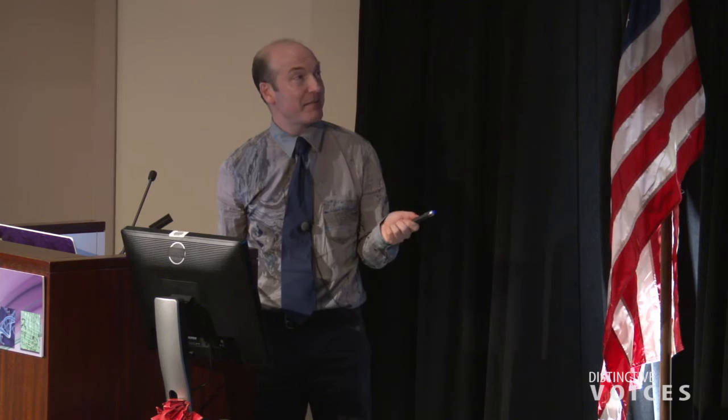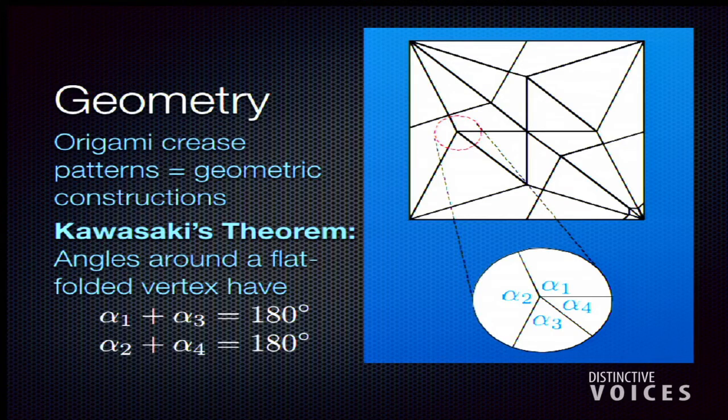Here's another geometry thing. This is called Kawasaki's theorem. This is the same Kawasaki that did that rose I showed you, Toshikazu Kawasaki. He was one of the people who discovered that, hey, if I look at a flat origami crease pattern and I focus in on one of the vertices, then there's a really neat relationship between the angles.